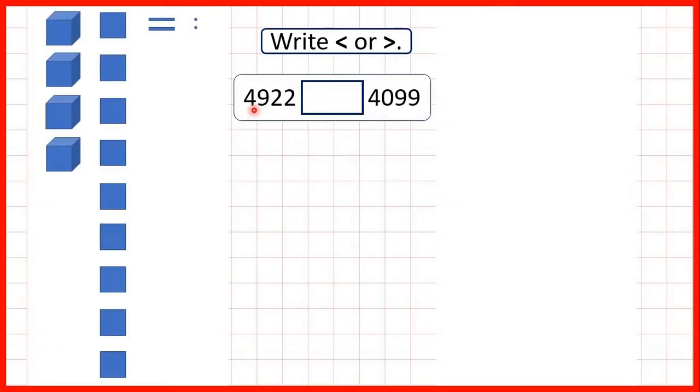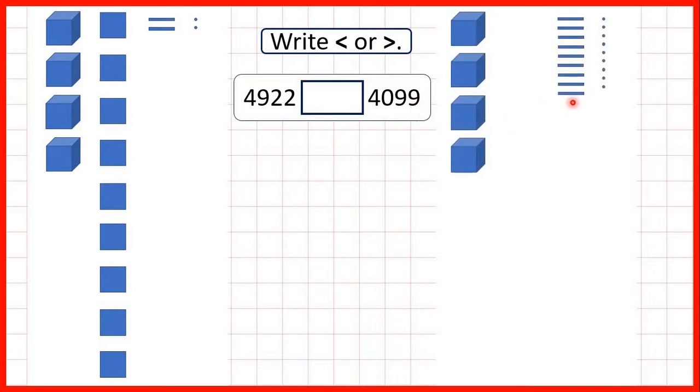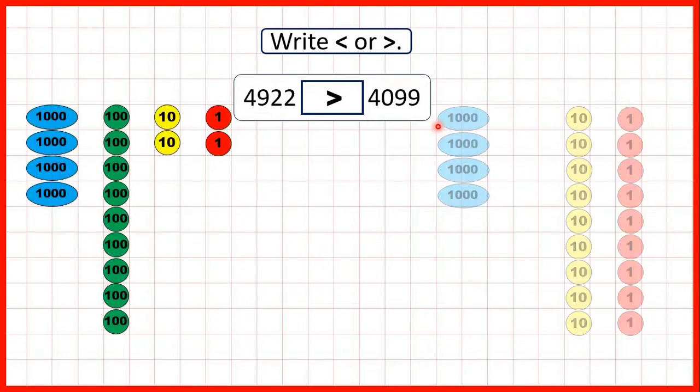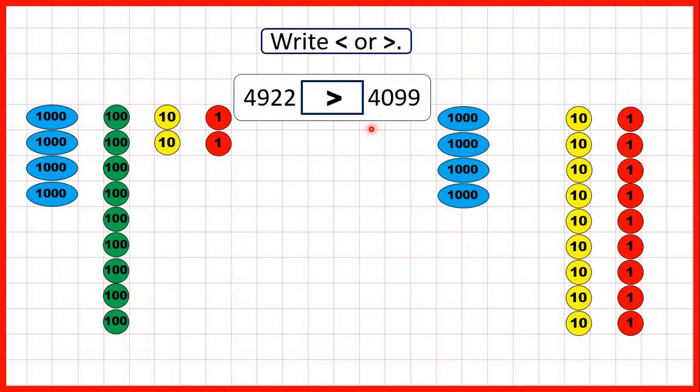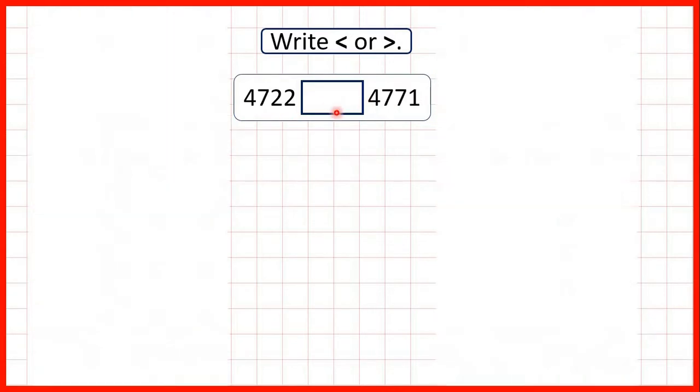Then we had 4,922 and 4,099. So the first number was larger because that had more hundreds. It doesn't matter about all these tens and ones, because tens and ones are much smaller than hundreds. And again, we can show the place value counters, and again we can see here, because we've got more hundreds, we know the first number is larger.